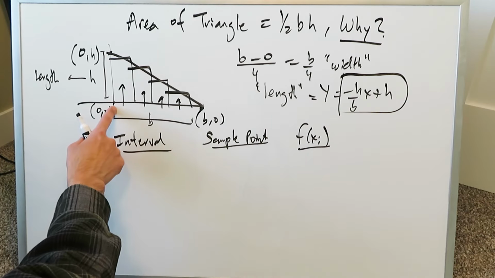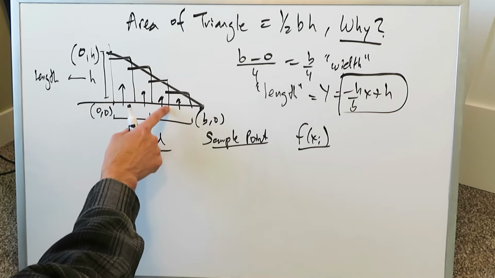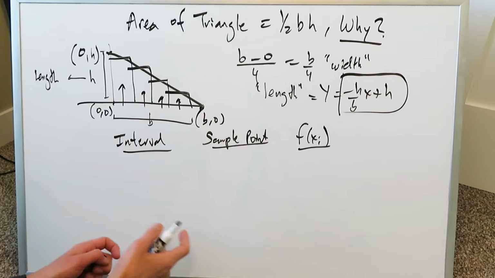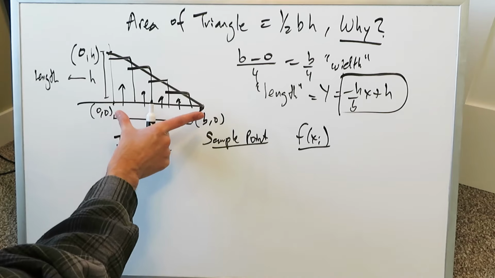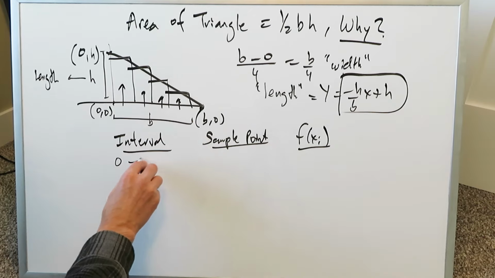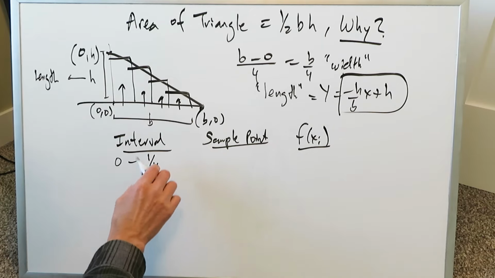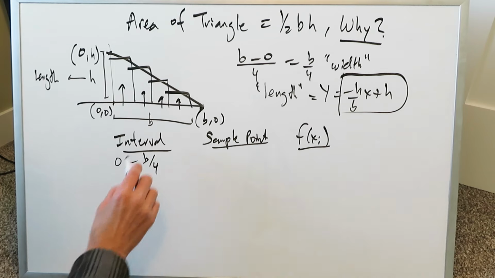Well, I have one interval here from 0 to this end of this rectangle, then from this to that, that to that, that to that. And how can I determine this? Well, I know I'm going by quarters. I've split a certain interval into 4 rectangles, therefore I'm going by quarters. I'm going from 0 to 1 over 4. Except instead of saying 1 over 4, because everything here is in terms of b, I'm saying b over 4.